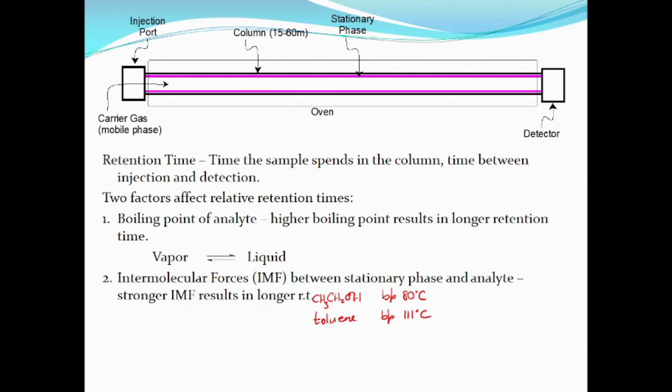The columns that we have in the GCs that we typically use, and the ones that we used for your unknowns, in fact, the ones we will be using for all of the samples in the organic labs, are nonpolar stationary phase. And so boiling point will be the predominant factor that affects the separation.